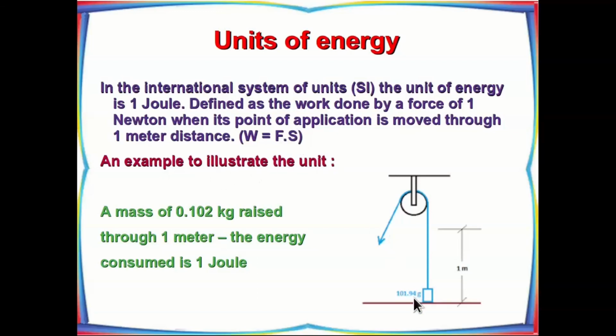Suppose we have a mass of approximately 101.94 grams. We tie a string to it and pass the string over a pulley, and then we just pull and raise this mass through 1 meter. The energy that we spent in doing this work is actually 1 joule. So that gives us some idea about the magnitude of this particular unit.